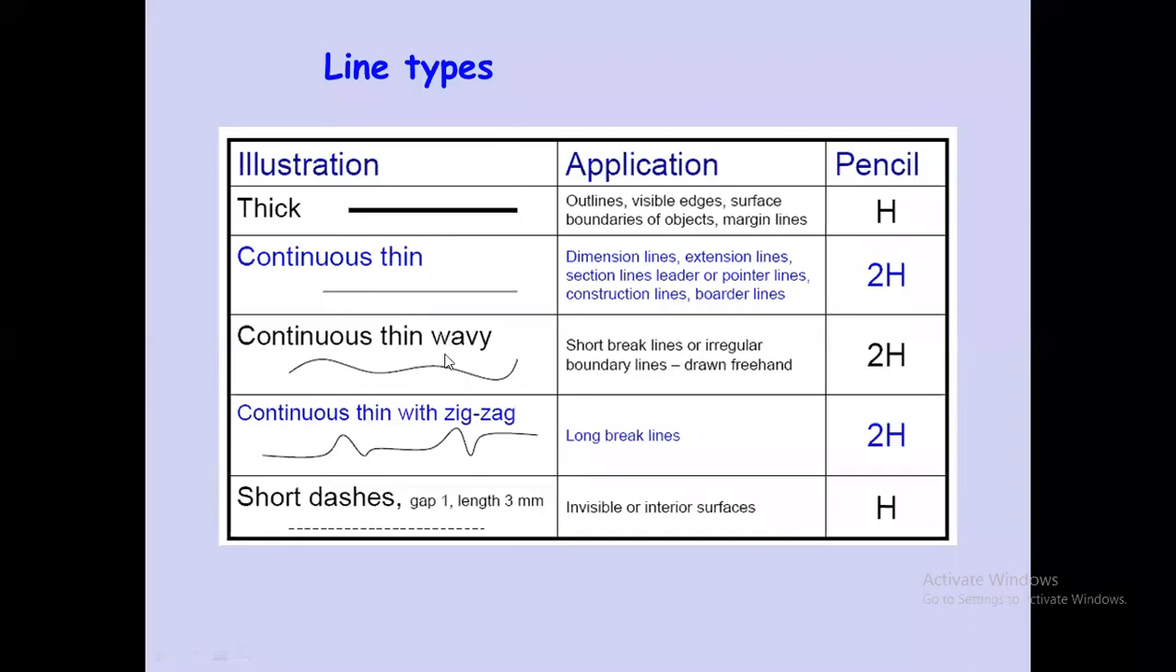And it is a continuous thin wavy line, a curve line, also with the help of 2H. It's a short break line for irregular boundaries. Next is continuous thick with zigzag, it's a zigzag line. It's a thin long break line, also with 2H. Short dash line, for invisible or interior surface, it is with an H pencil, thick with dash line.